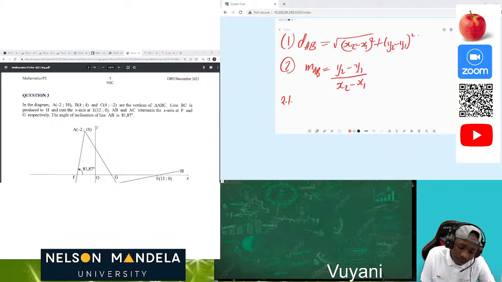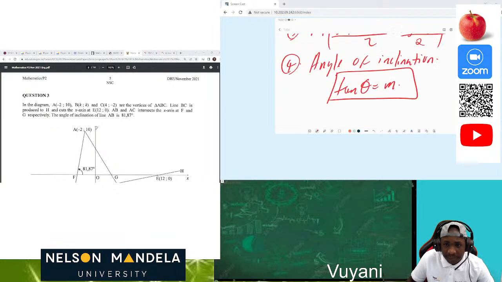And moving forward, number 4, we'll be asked to calculate the angle of inclination. In order to calculate the angle of inclination, you must know that the formula is easy: tan theta is equal to the gradient of the line. So always know that this is the way we calculate the gradient and also the angle of inclination of a line.